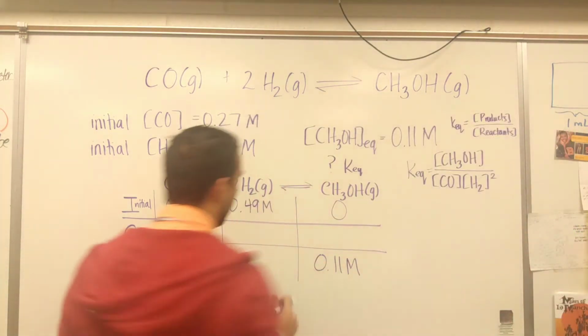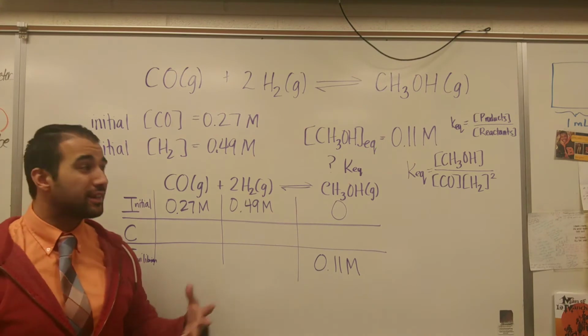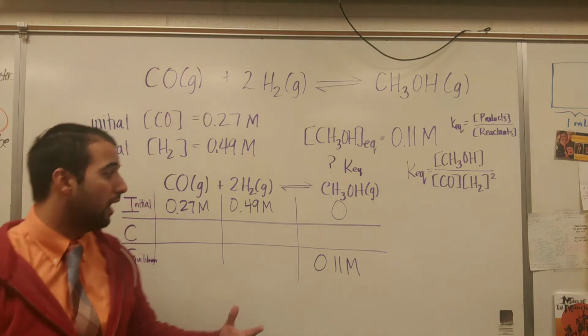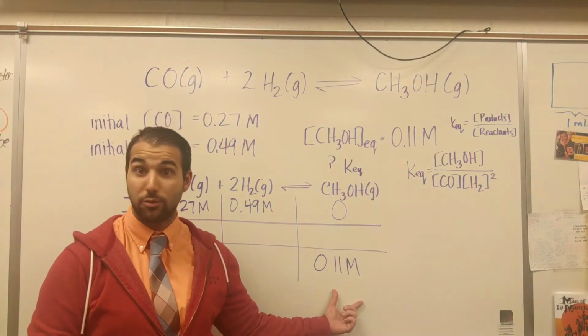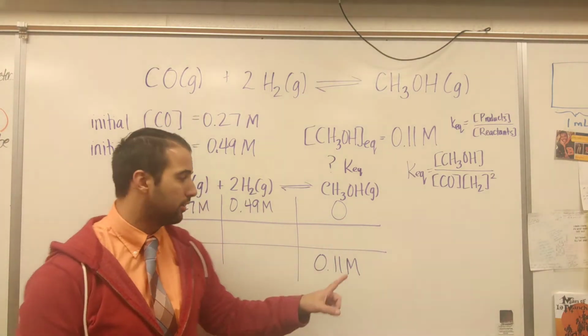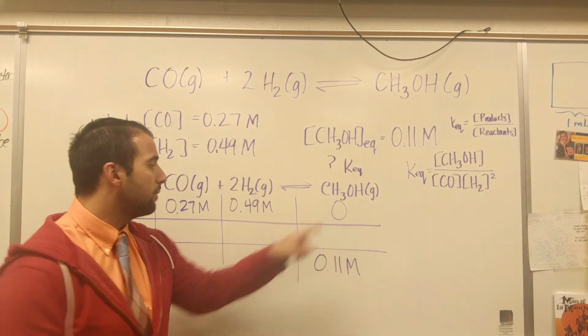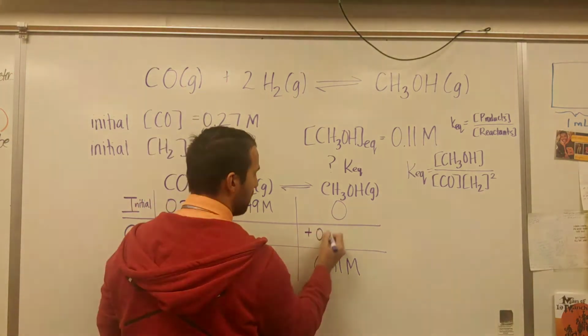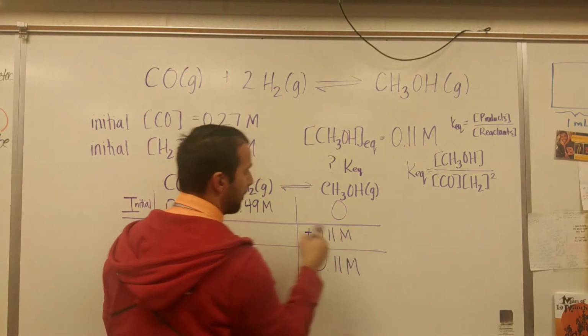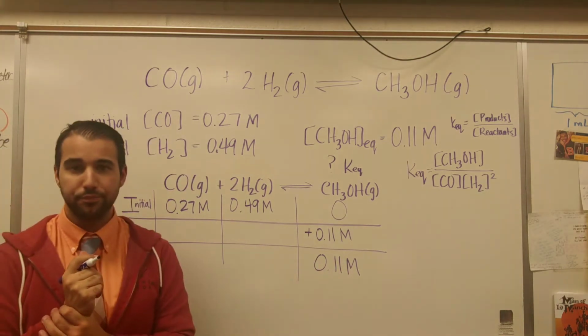All right, so now, how do I solve this? This is kind of like a backwards BCA table. I gave you my after, or I gave you my equilibrium. Now I got to go backwards. So if I got 0.11 molar, that means I must have made 0.11 molar. So I got plus 0.11 molar here.